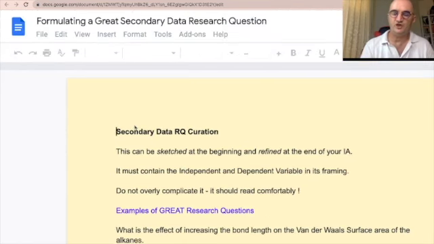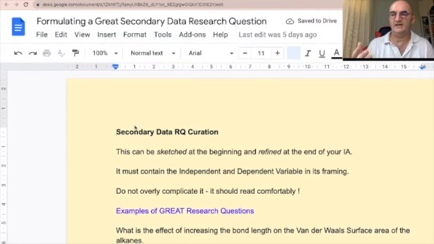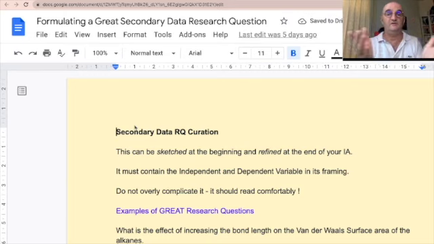So the research question we don't want them to hold on to for dear life and never change it. It is a changeable, evolving thing, the research question, never refined until you've done your evaluation and conclusion.